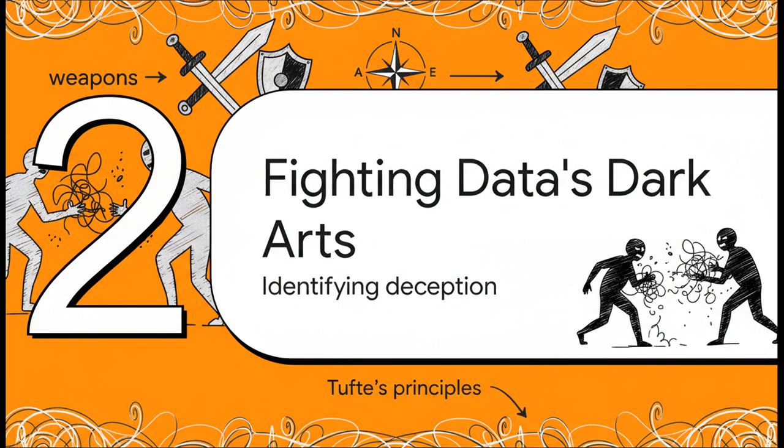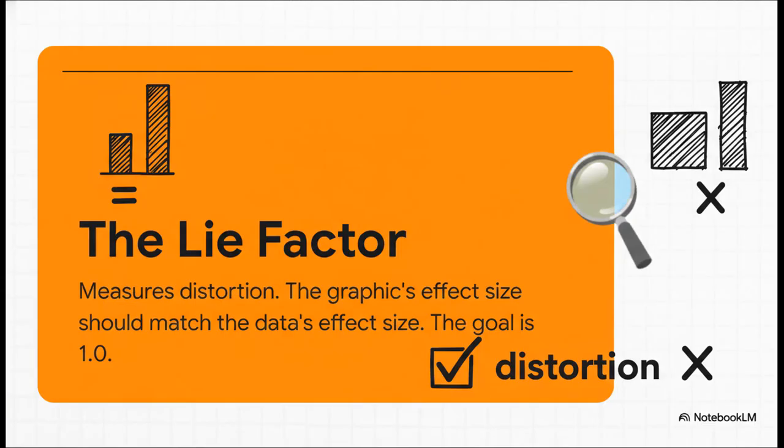Okay, so we've got our guide. Now it's time to learn how to fight data's dark arts. We're going to use Tufte's principles like our secret weapons to spot and defeat the common villains of data visualization. So, our first enemy has a great name, the lie factor. The idea is actually super simple. The change you see in the chart should be exactly proportional to the change in the actual numbers. So if the data doubles, the picture should double, not triple, not go up by 10 times. The perfect, most honest score you can get is a lie factor of 1.